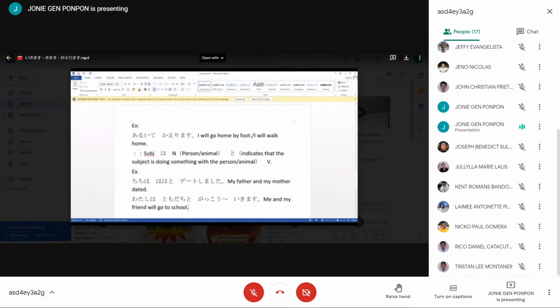If you want to say, me and my friend will go to school together, yan, you will put here, watashi wa tomodachi to ishoni gakko e ikimasu. Okay, so ishoni is together kasi. Yan, so me and my friend will go to school together. Watashi wa tomodachi to ishoni gakko e ikimasu. Okay, so that's how you use the noun to.